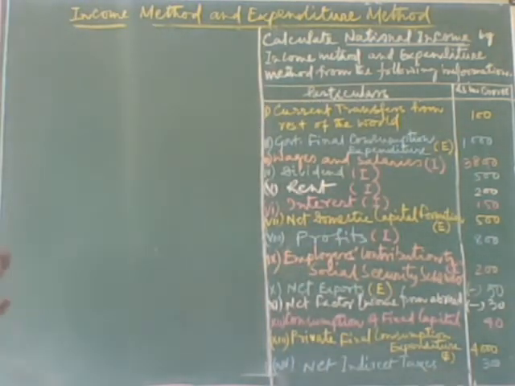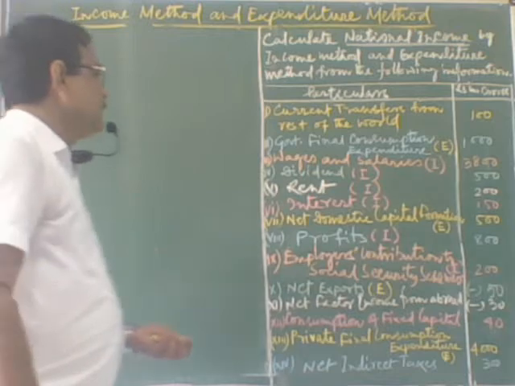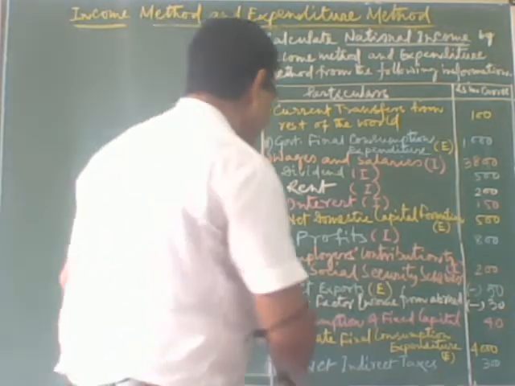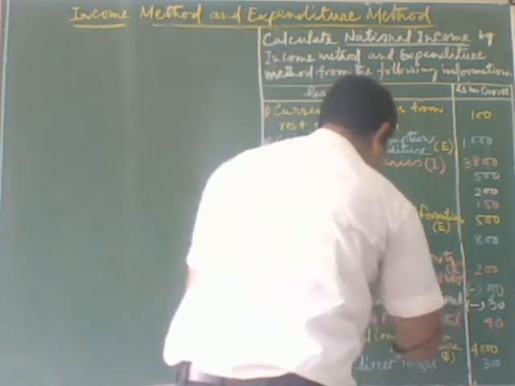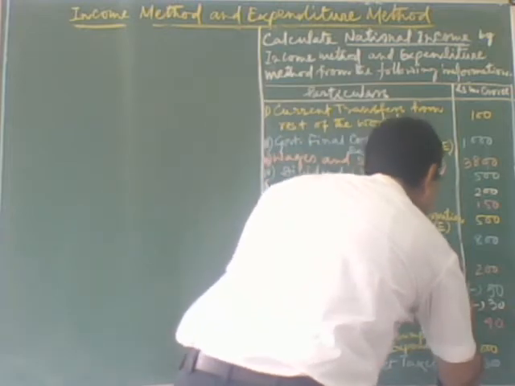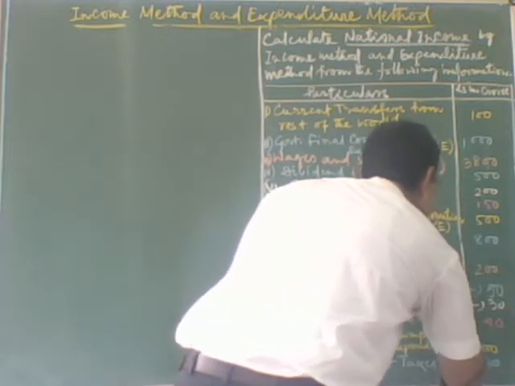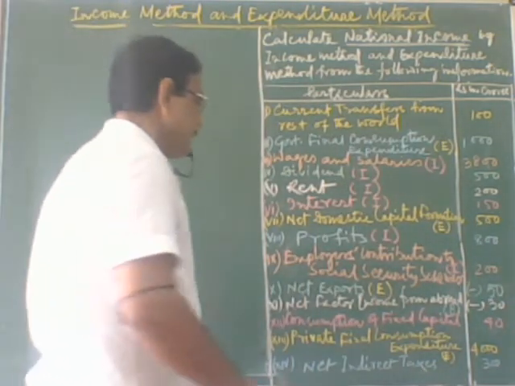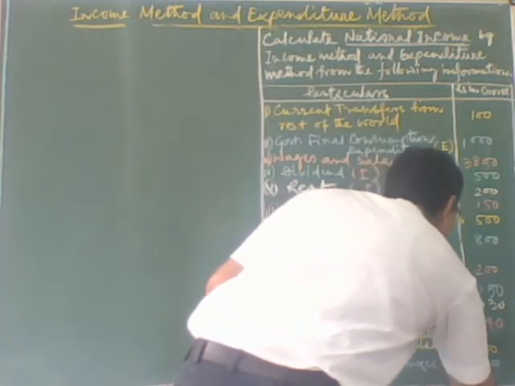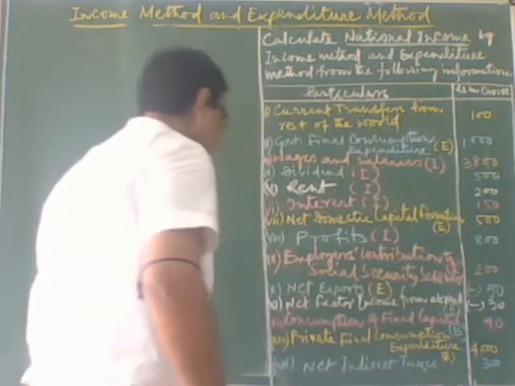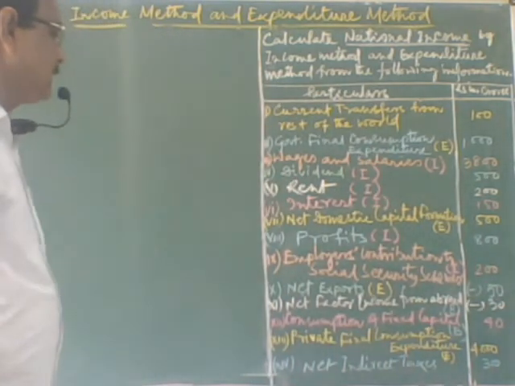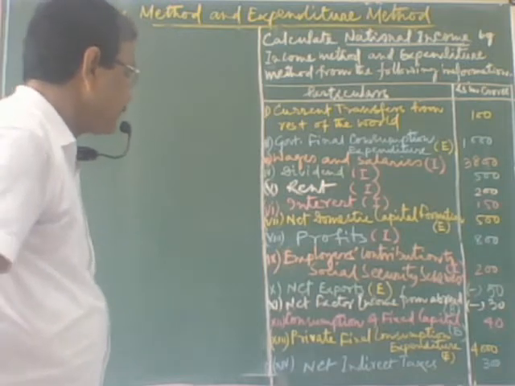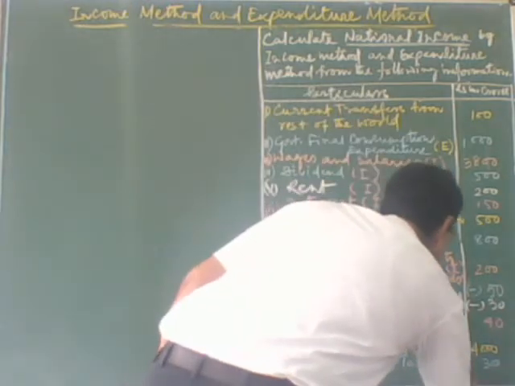And the remaining factors, what are they? The remaining factors are bridging components. Net factor income from abroad will be denoted by B. Consumption of fixed capital, that means depreciation, is also a bridging component, so it will be marked by B. And net indirect tax is also a bridging component, and that will be marked by B.